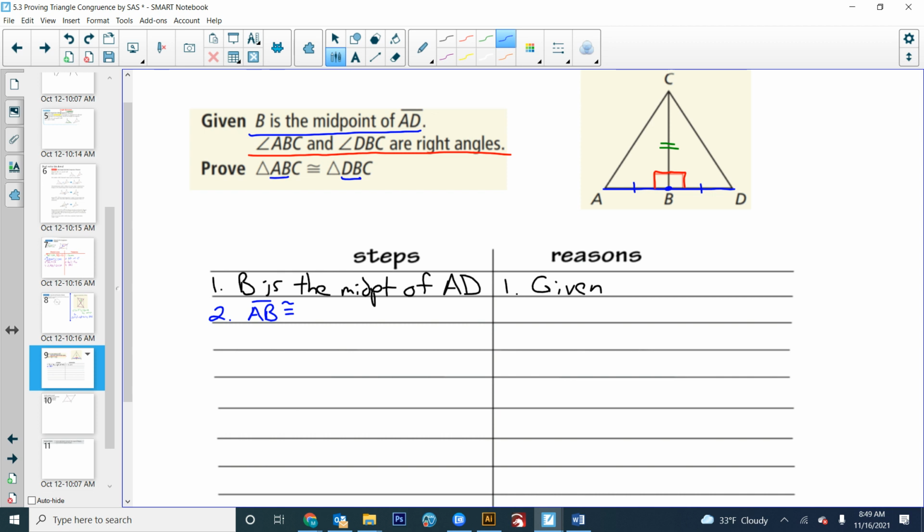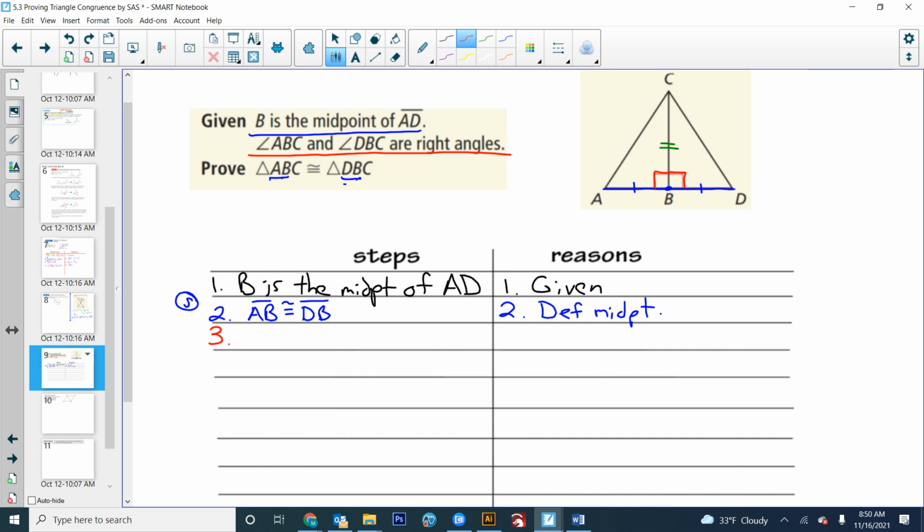You can use the order up there. DB. Once again, this is kind of helping you guys as we go. If you forget the order, use the congruent statement up here. If I say AB, then I have to say DB. Okay, what's the reason? Definition of midpoint. Perfect. One pair of S's down.